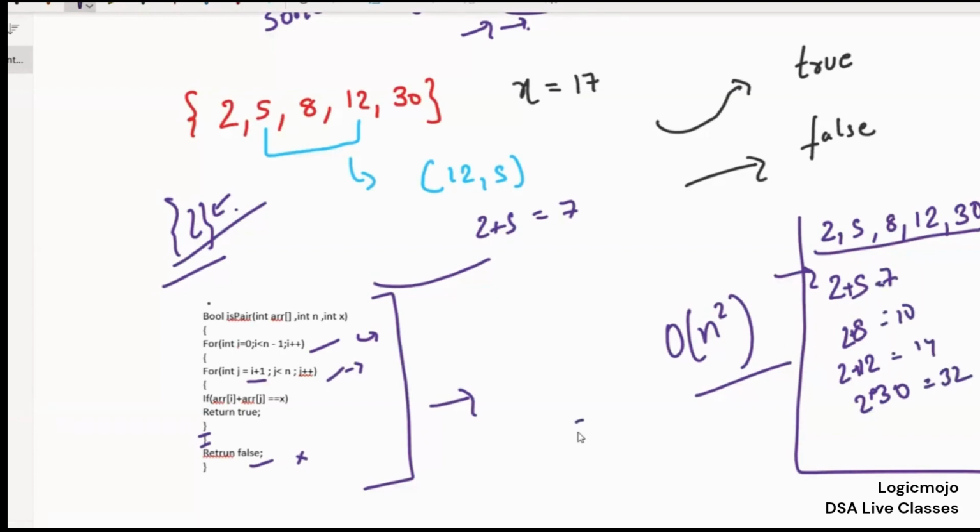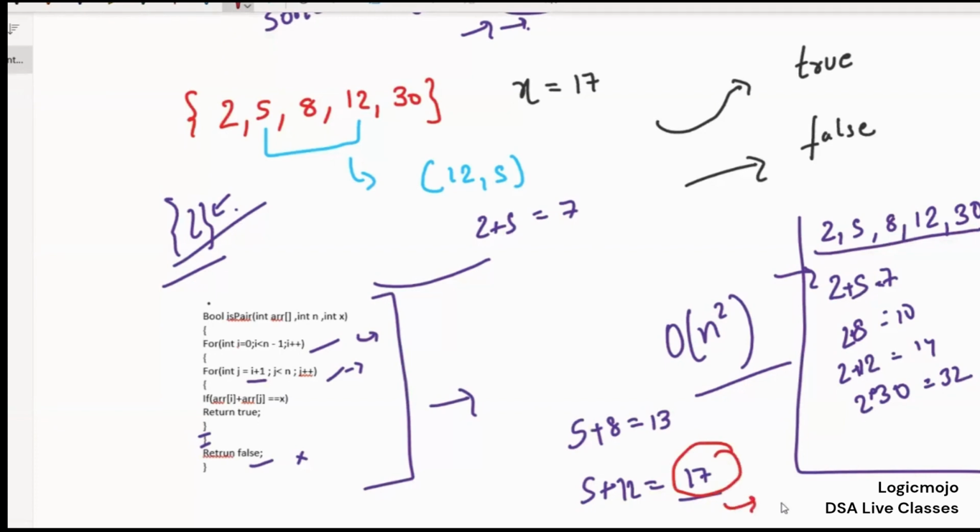Similarly, when we are at 5, 5 now has all the combinations with all the elements again on the right of it, because i is now 1 and j is i plus 1. So j is 2. So 5 gets added with 8. This 13 is not equal. Again, another combination of j, 5 with 12. It becomes 17. Correct. So this is how we are getting the answer.